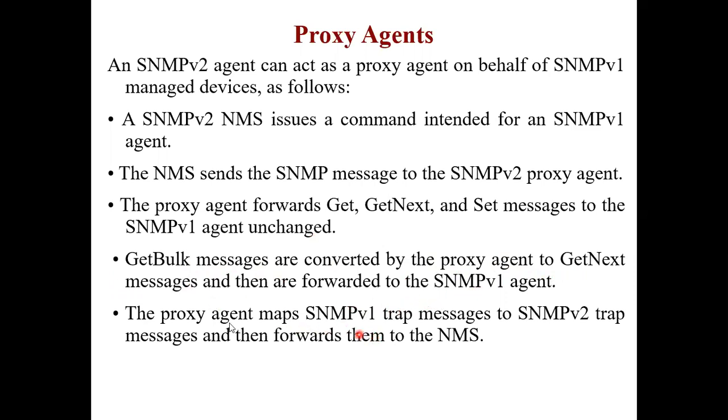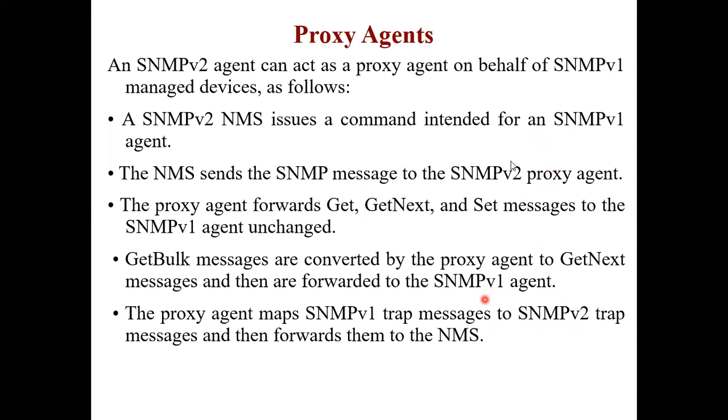Then I have the trap message. Okay, so the proxy agent maps the SNMP version 1 trap. Now see, trap was trap, but we had seen that we were calling it in version 1 as the trap message, and in version 2 we were calling it as the SNMP version 2 trap message. Okay, so the version 1 trap message is forwarded as the SNMP version 2 trap message with a little bit of modification, because trap was trap, only the naming was a little bit different. हम लोग version 2 trap ऐसा लिख रहे थे.